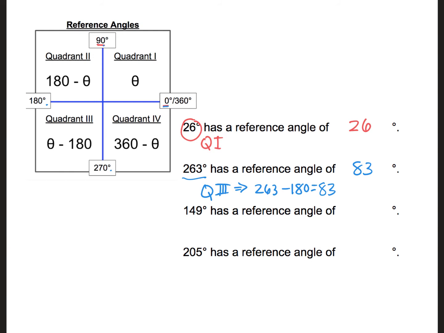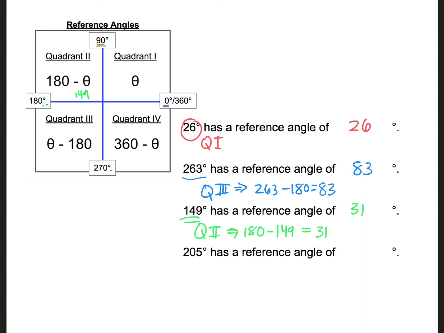My next one is 149. 149 is going to be between 90 and 180. So 149 would be in quadrant 2. So if we're in Q2, they tell me we do 180 minus my angle, which is 149, to get my reference angle. So 180 minus 149, we get 31 as our reference angle.